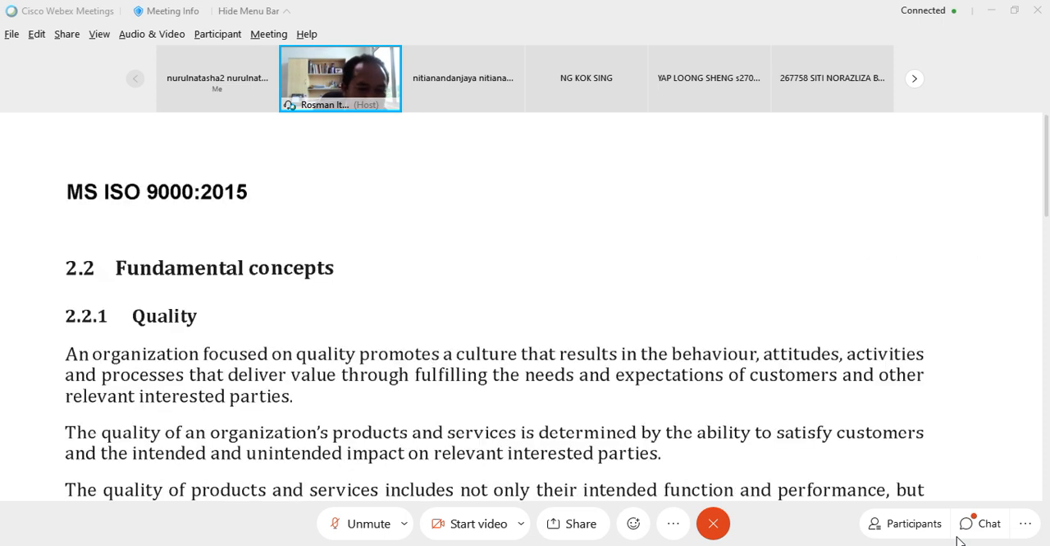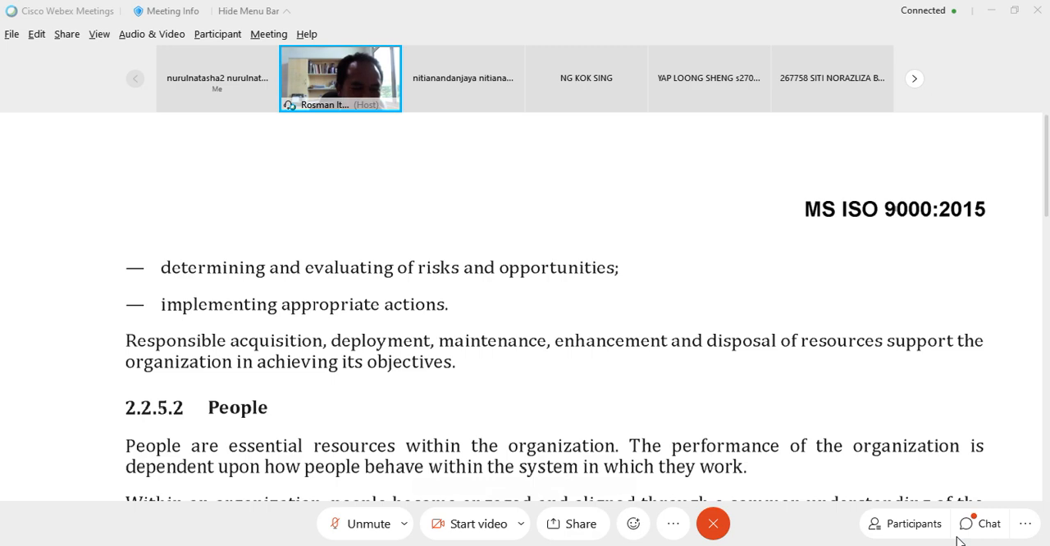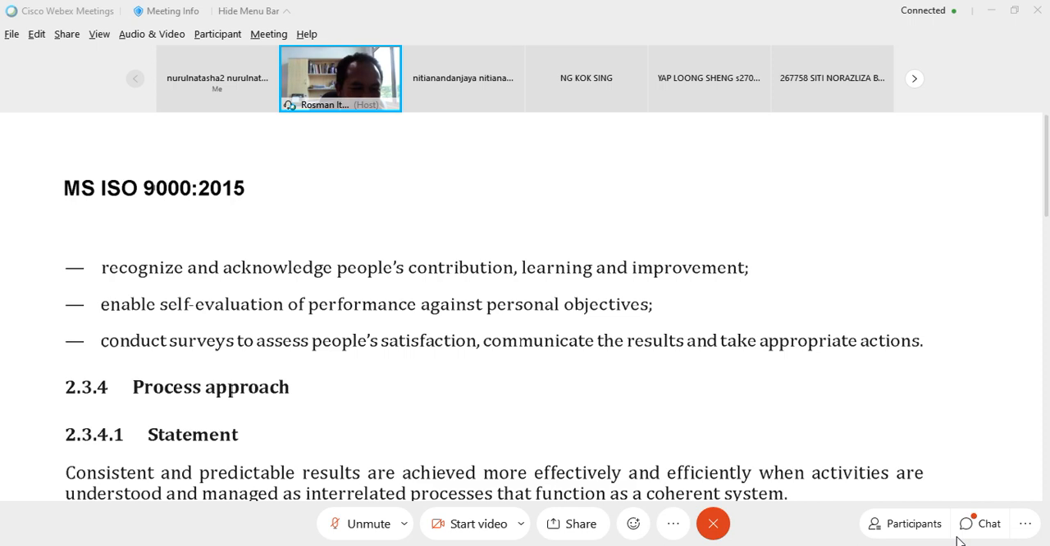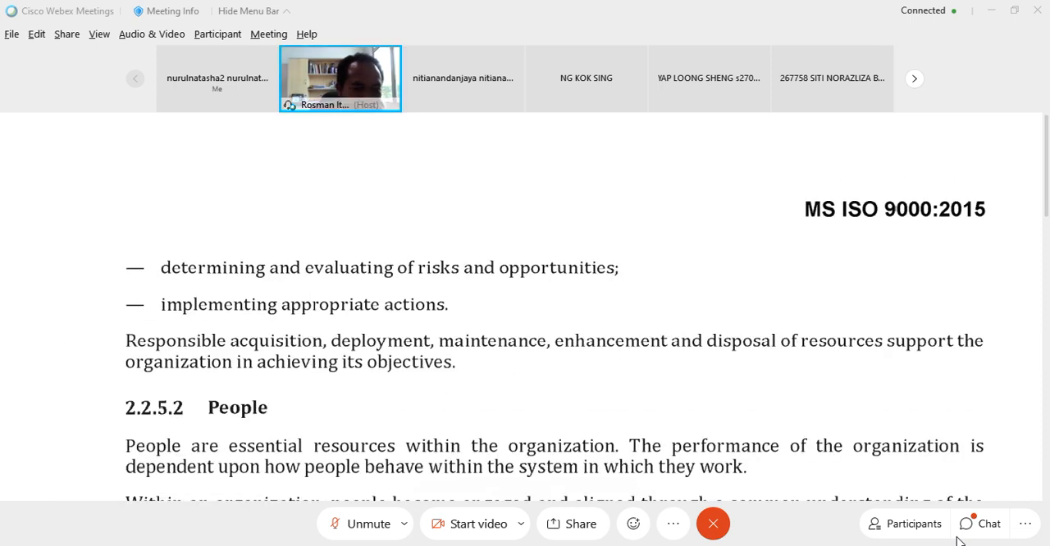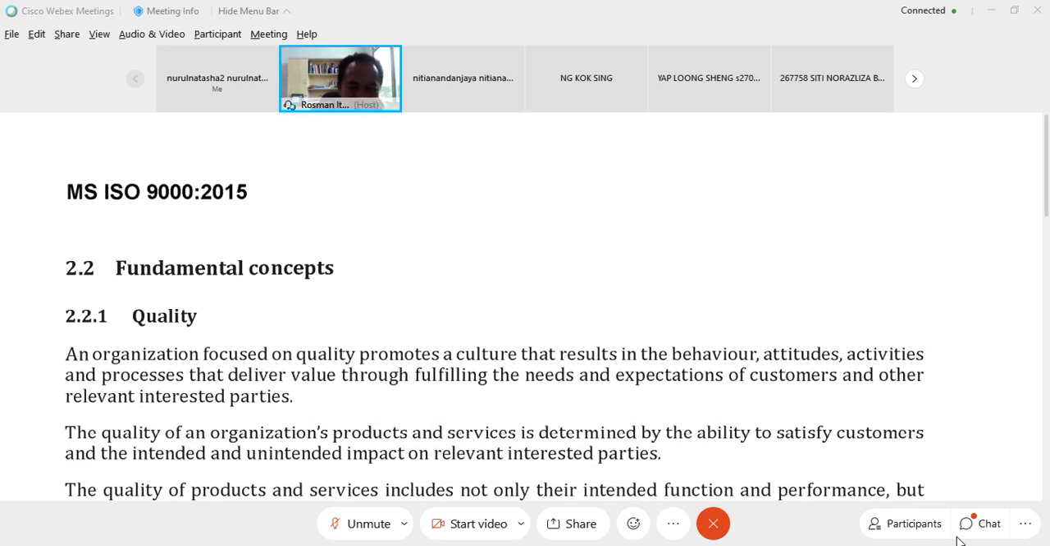So for ISO 9000 year 2015, when we talk about the concepts and principles of the quality management system, there are 7 principles. Compared to the previous version, which had 8 principles, now in year 2015 we only have 7 principles of the quality management system. This one you can read, this one also you can read. I just want to go through the concept of the quality management system, the principles. What is the principle?